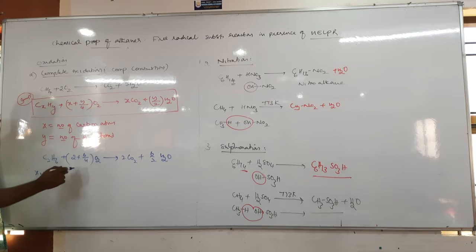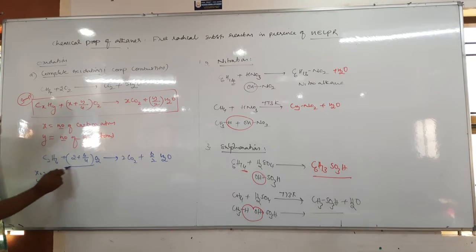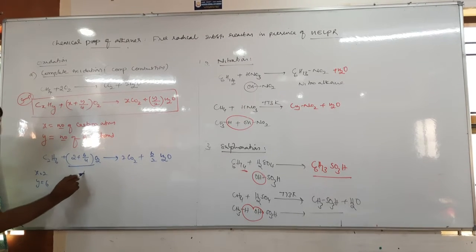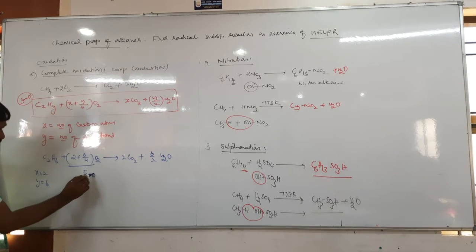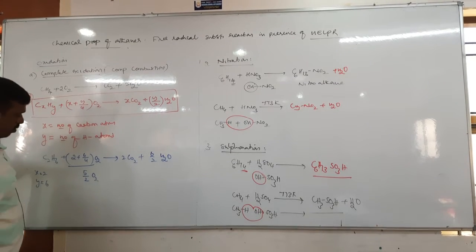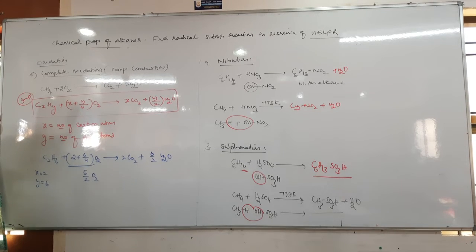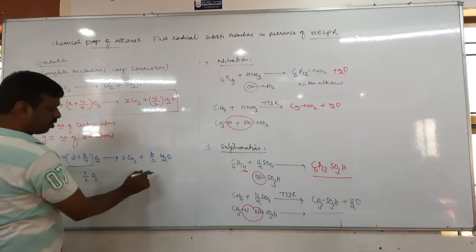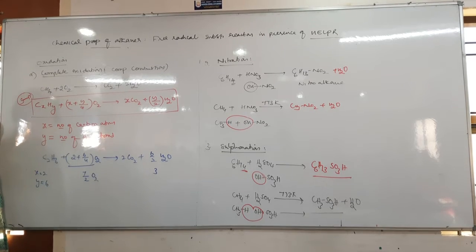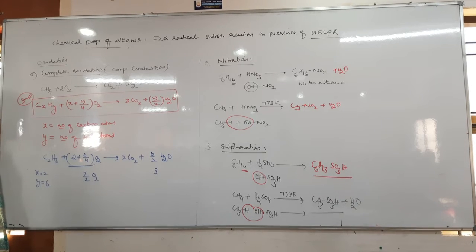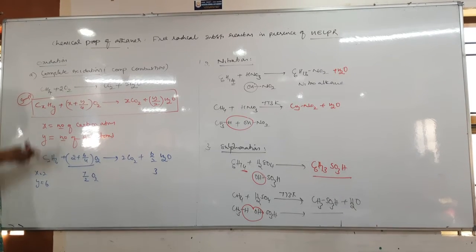So what do you get here? This is 5 by 2 O2, right? 7 by 2, 7 by 2. Here 3. So like that you can write the balanced equation. It is complete combustion. It is also called complete oxidation.